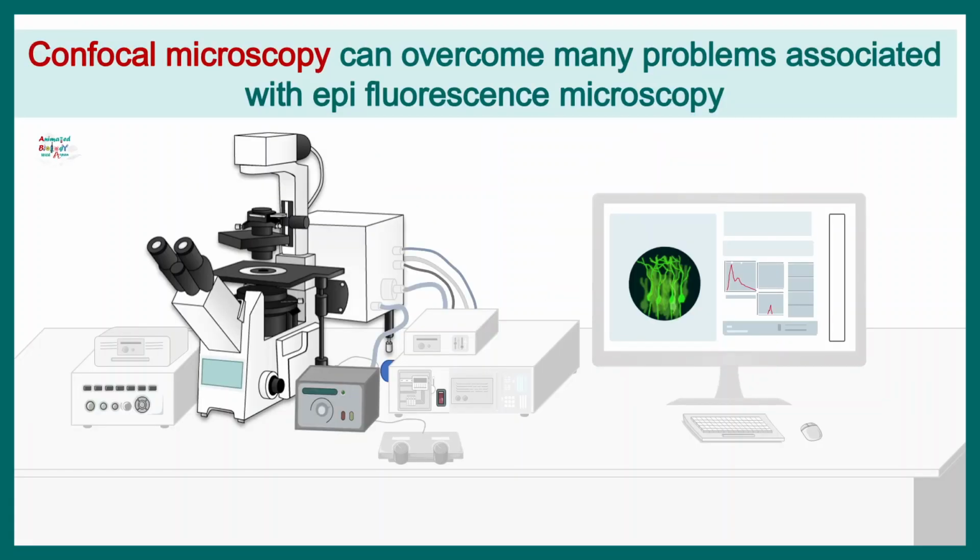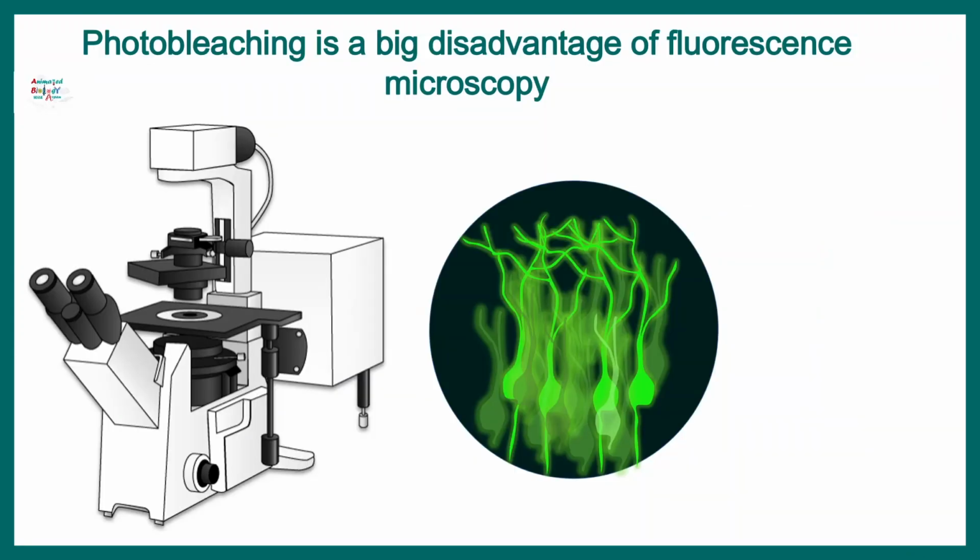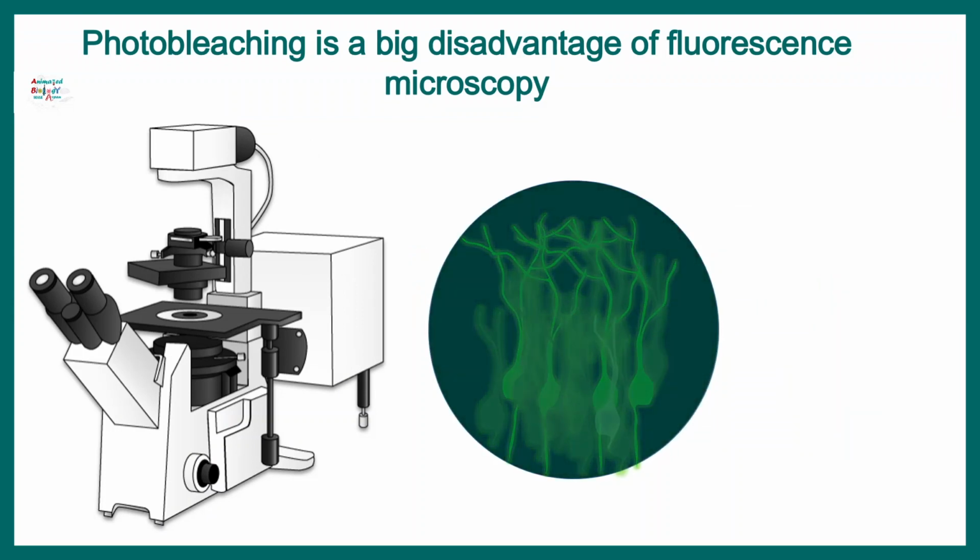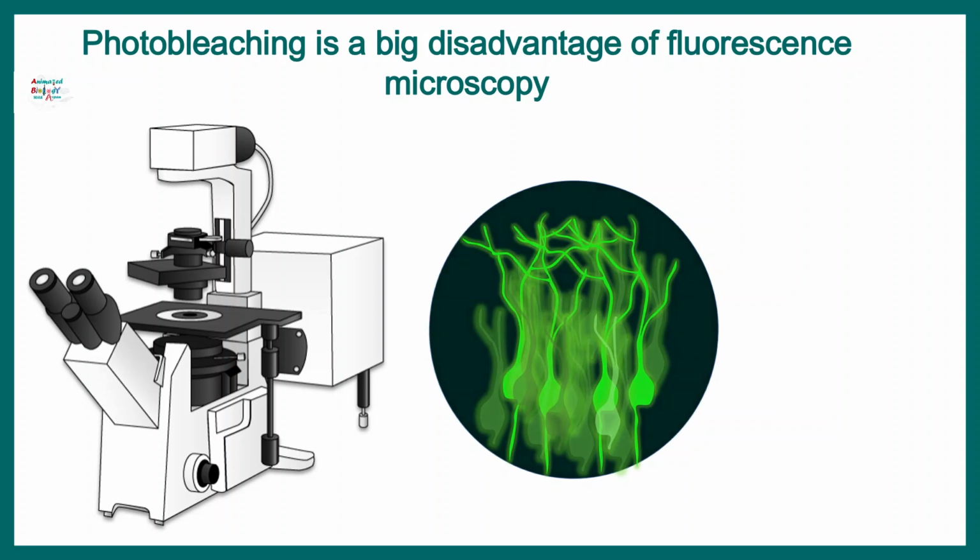So confocal microscopy is one variant of fluorescence microscopy that can take care of all these problems. In the next video, we'll talk about confocal microscopy and how these problems are overcome. Now, photobleaching is the biggest disadvantage of fluorescence microscopy. So due to photobleaching, the fluorescence dies off like this.